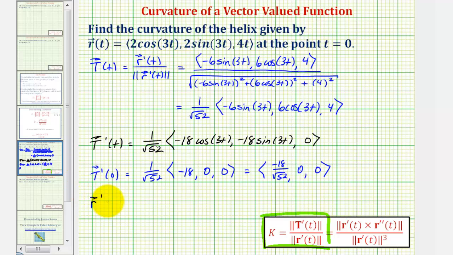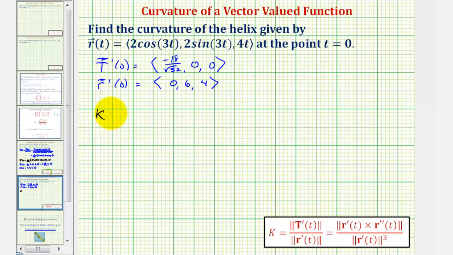R prime of 0 would have an x component of negative 6 times sine 0, which is 0, a y component of 6 times cosine 0, which is 6, and a z component of 4. Now that we have these two vectors, we can determine their magnitudes, then their quotient, to determine the curvature. Let's go ahead and do this on the next slide.